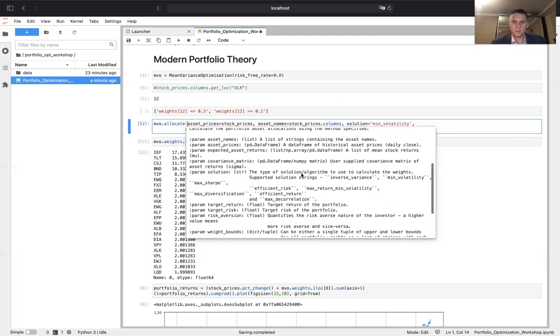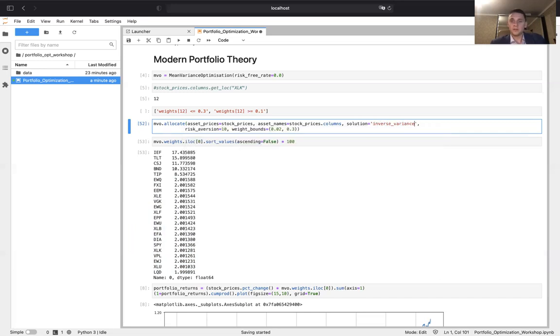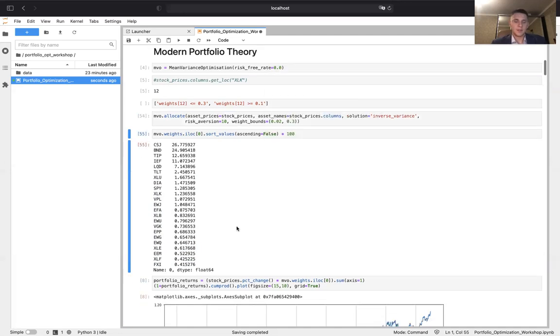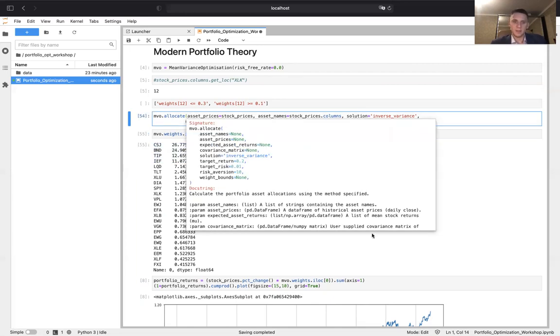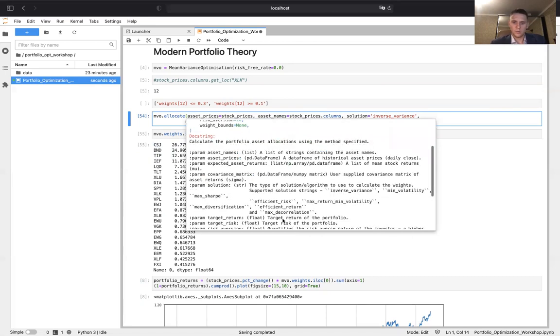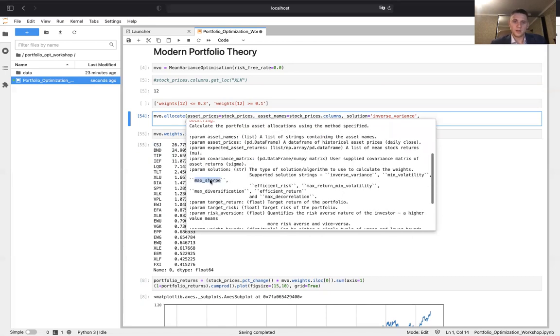Here we can also use the inverse variance solution to solve this kind of problem. As you can see here, it also has generated a quite concentrated portfolio. And let's take a look at the other solutions in mean variance optimization. We can also maximize Sharpe.